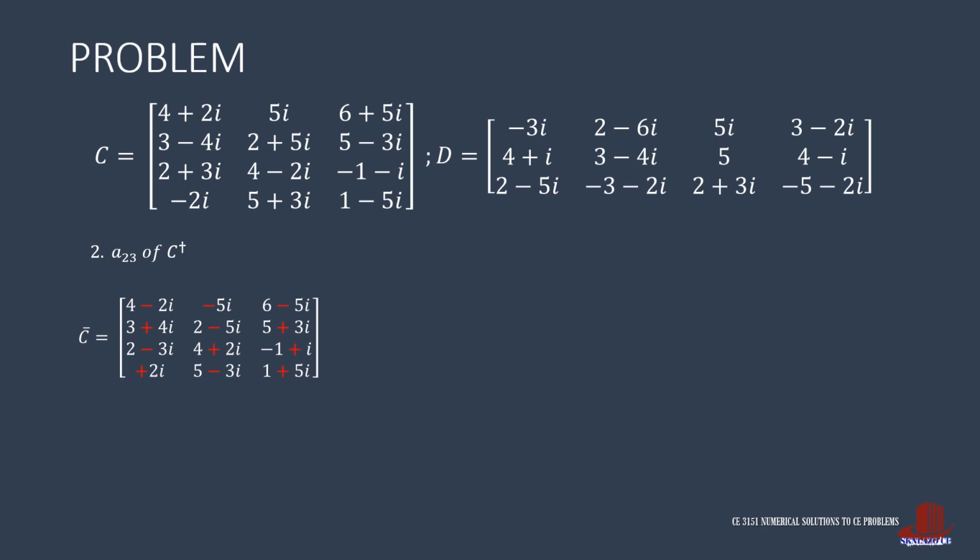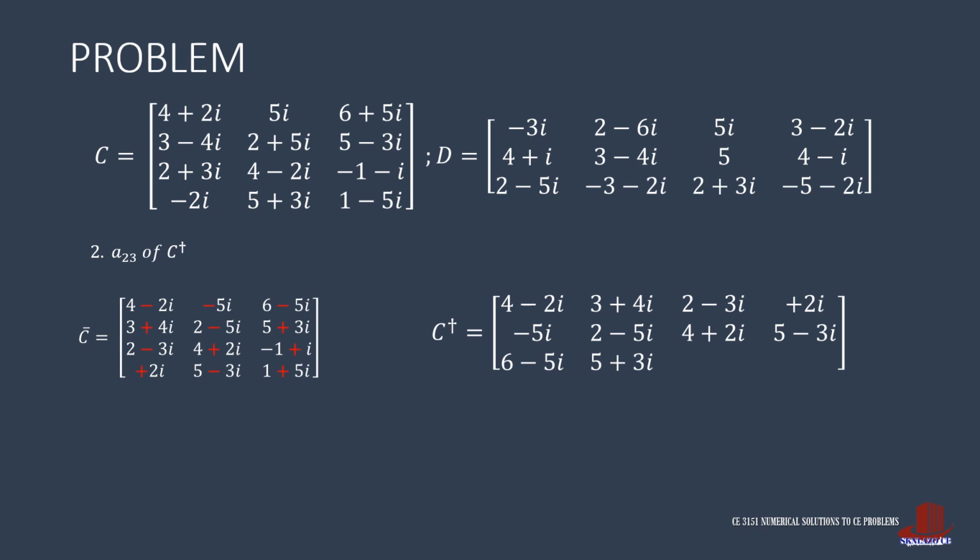After taking the conjugate, take the transpose, making the 4 by 3 C bar into a 3 row by 4 column C dagger. And this is the conjugate of matrix C. The last thing to do is to identify element 2, 3, which is from the second row and the third column. So the answer for this requirement is 4 plus 2i.